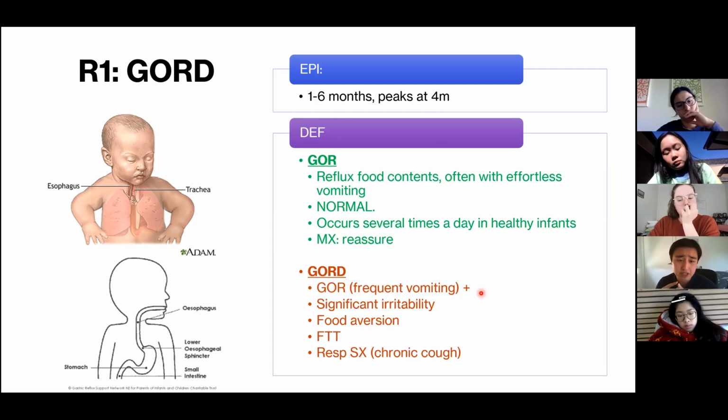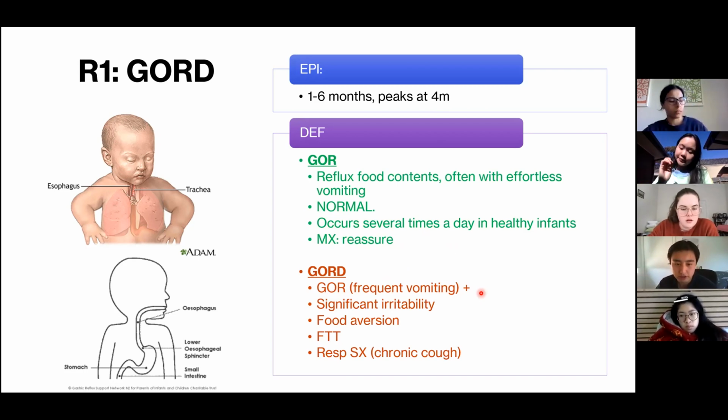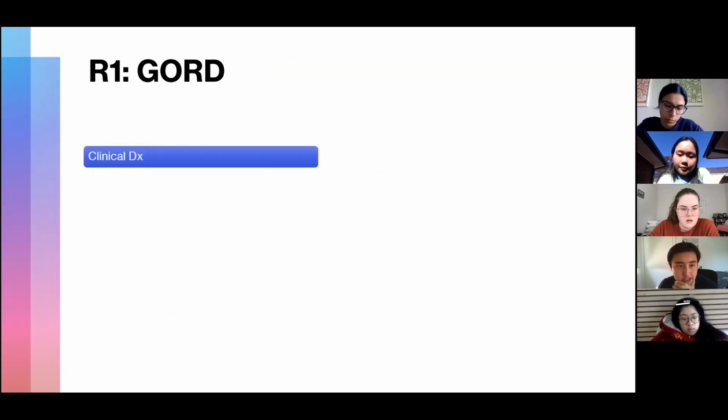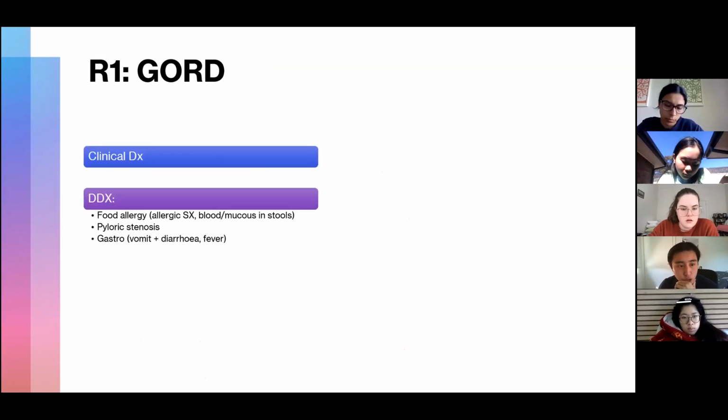So these symptoms include significant irritability, food aversion, failure to thrive, so they're not meeting their growth centiles, and also respiratory symptoms, so a cough from aspiration. So with these symptoms, you would think about GORD as opposed to benign GOR. Now, GORD itself is a clinical diagnosis. You also want to think about other differentials, such as a food allergy. So for food allergy, you might notice some allergic symptoms, such as eczema or a rash.